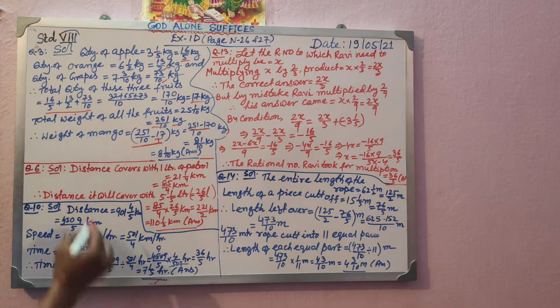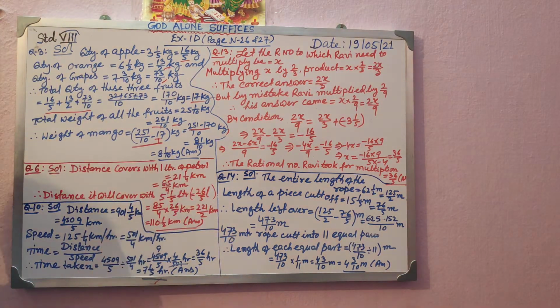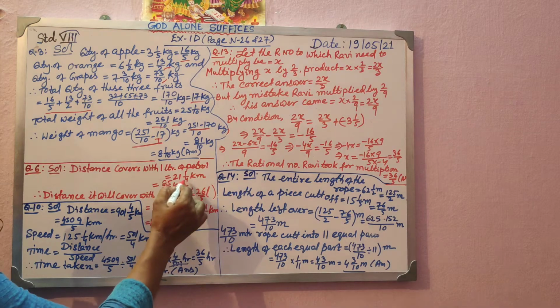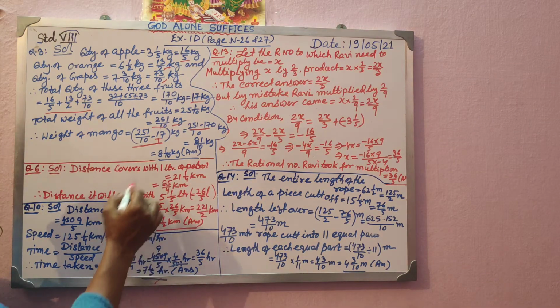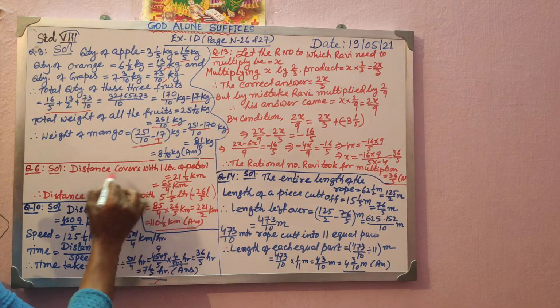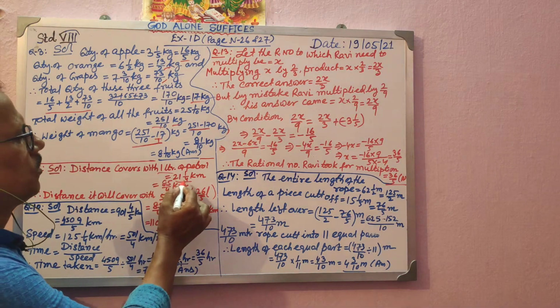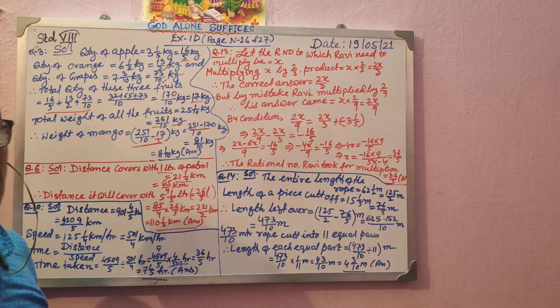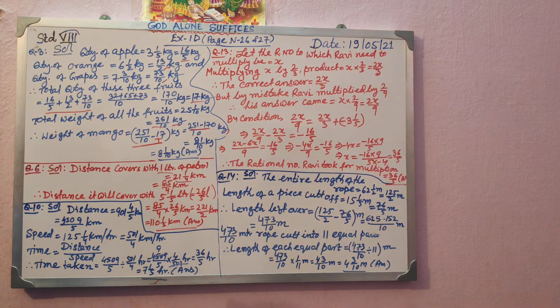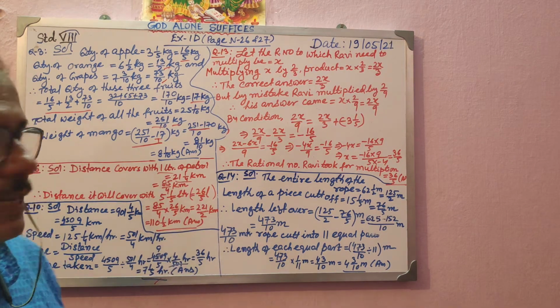So what you need to do, distance covered with 1 liter of petrol is 21 whole 1 by 4 kilometer. So that is the distance covered by 1 liter of petrol. Could you understand? If you convert that into a mixed number, it will be 21 fours are 84, 84 plus 1, 85 by 4 kilometer.